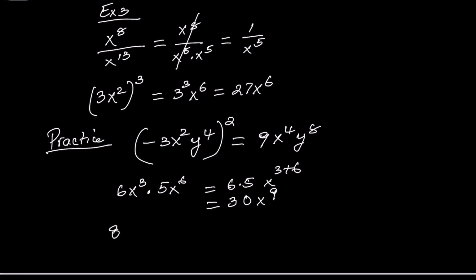Try this example. 8x to the fifth power times 3x squared. 8 times 3 is 24. 5 plus 2 gives 7. So the result is 24x to the seventh power.